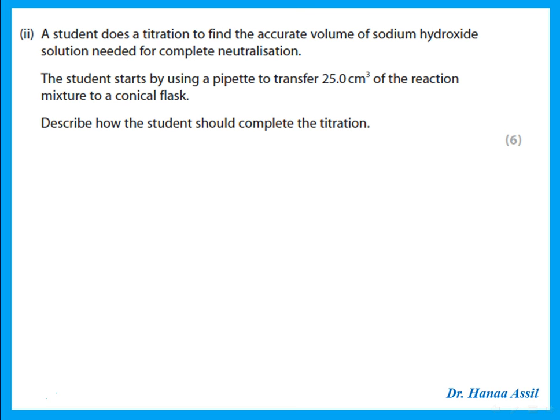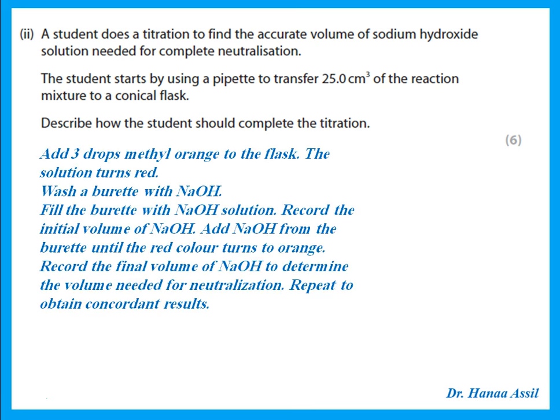A student does a titration to find the accurate volume of sodium hydroxide solution needed for complete neutralization. So he had acid in the flask and he wants to titrate it with sodium hydroxide. The student starts by using a pipette to transfer 25 centimeter cubed of the reaction mixture to a conical flask. Describe how the student should complete the titration. Okay, so he's given you 6 marks to explain exactly how to do titration. So how do we do titration?